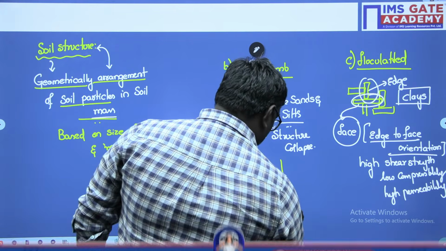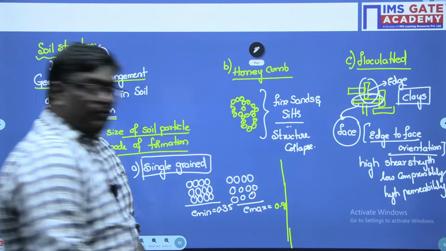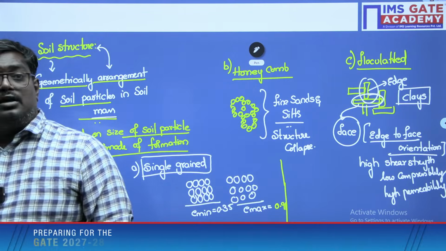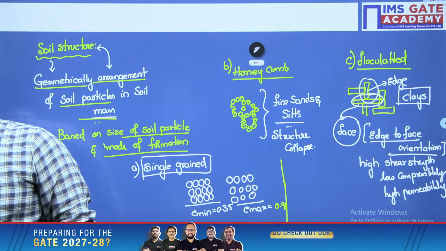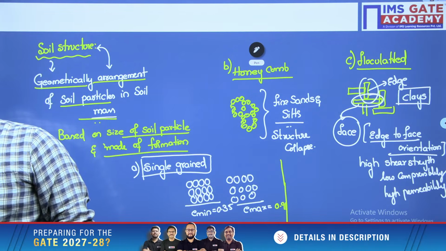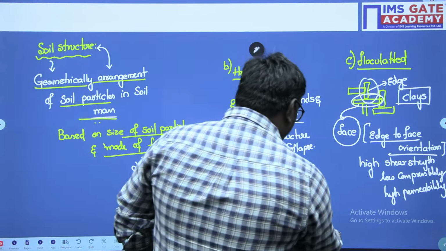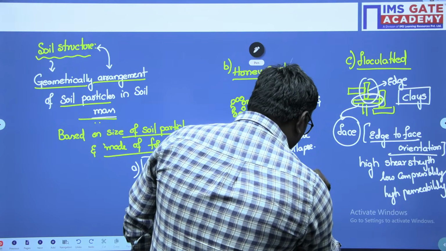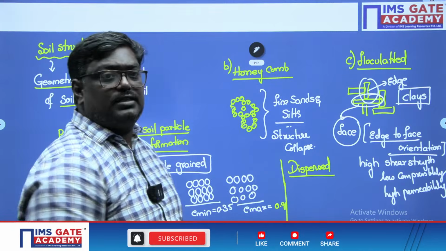Similarly, we have the last structure. That is what, sir? Similarly, what structure do we have? That is called dispersed structure. We have the final structure, which is called dispersed structure. So what is dispersed structure, sir?